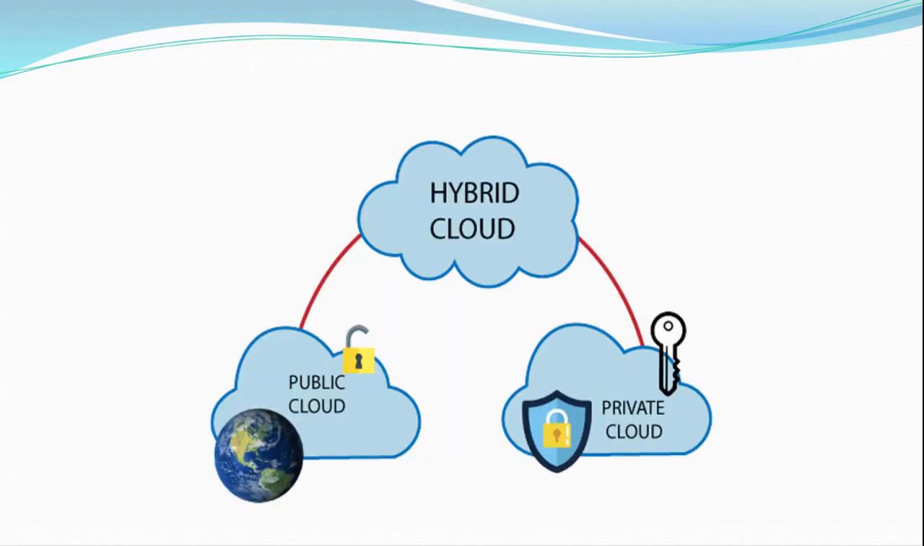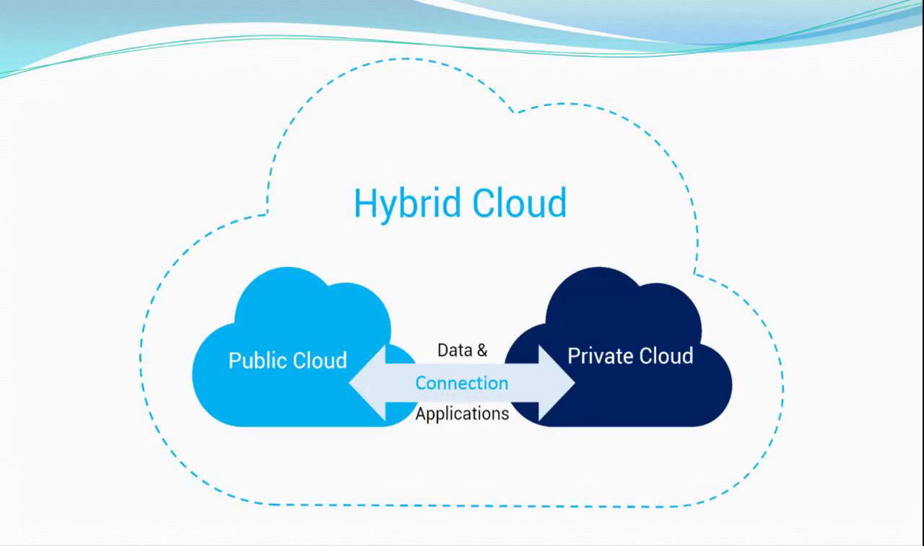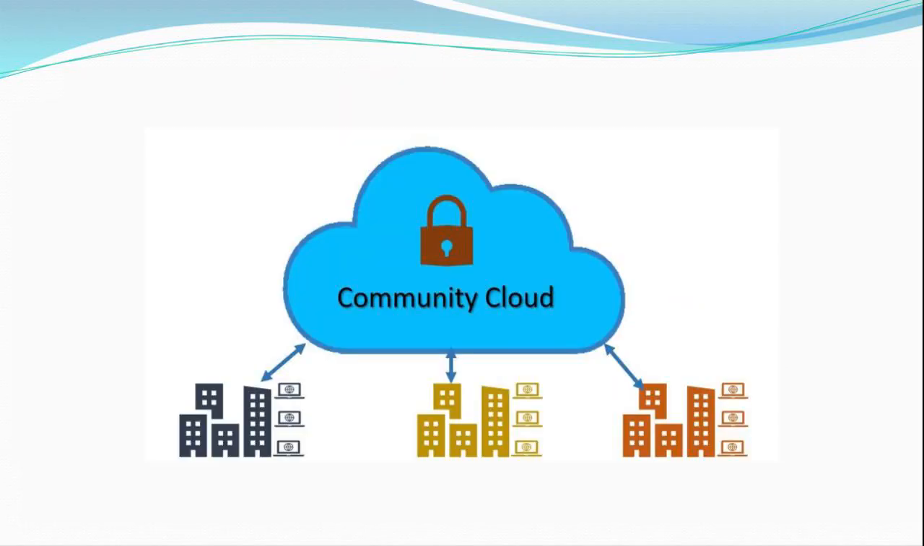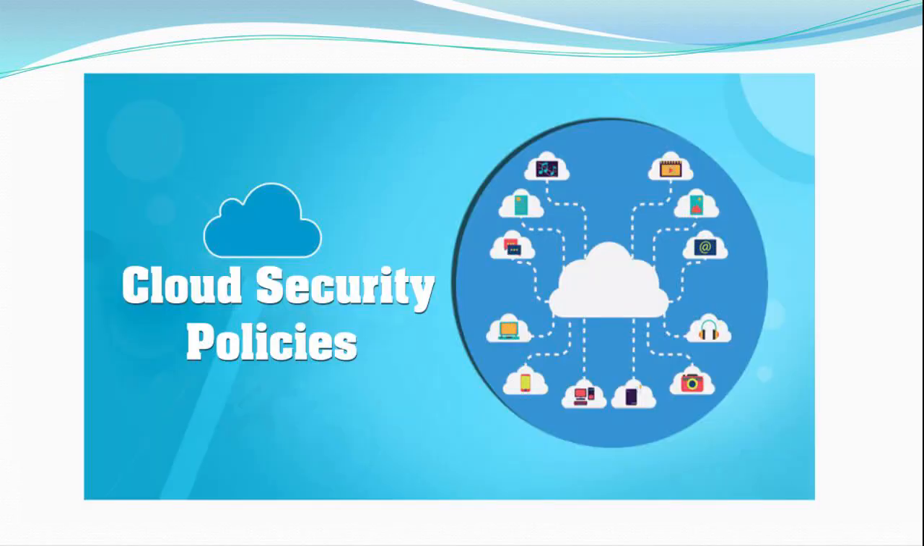Hybrid cloud. Hybrid clouds combine public and private environments. While this offers flexibility, it also introduces complexity. Ensuring secure data transfer between the two environments is crucial. Community cloud. Community clouds are shared by organizations with similar goals or compliance requirements, like government agencies. Security policies are typically tailored to meet the group's needs.